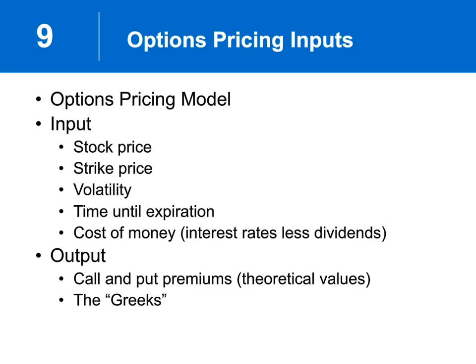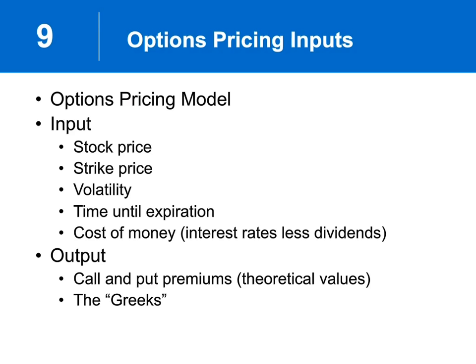Very simply, five inputs. You've got your underlying stock price or index price. You've got your all-important strike price, volatility, time to expiration, and then the cost of money. That's going to be rates, less any dividends. You plug that into any one of your models, or you let the marketplace do that for you, and boom, out come the call and put theoretical values, better known as the Greeks.